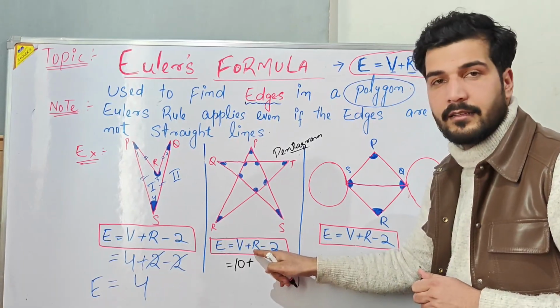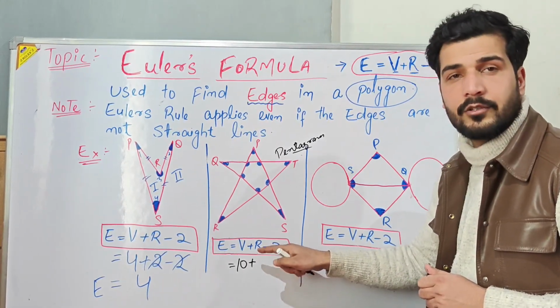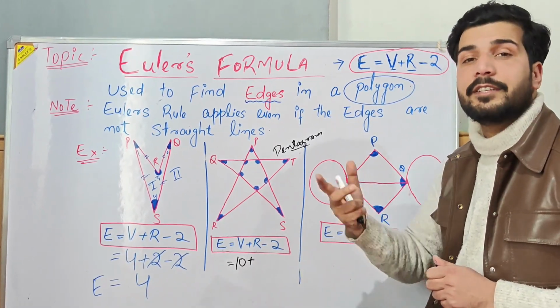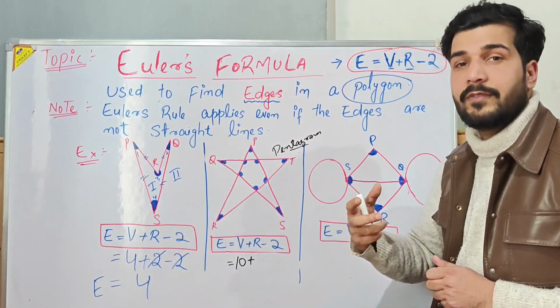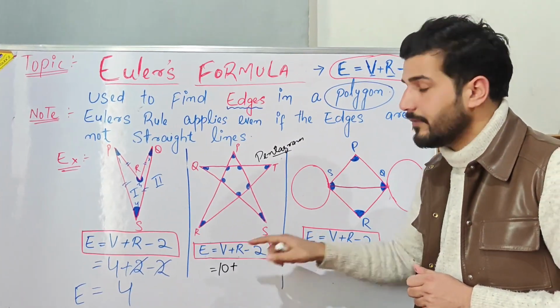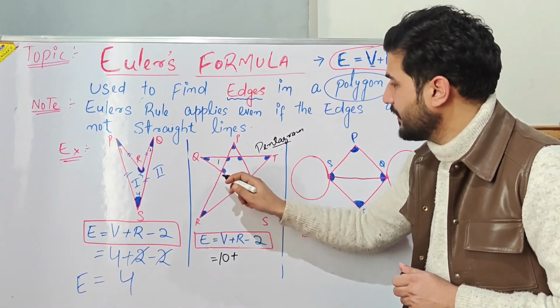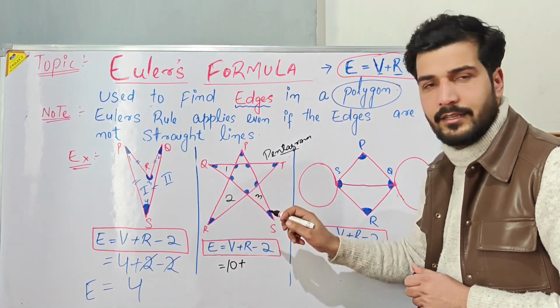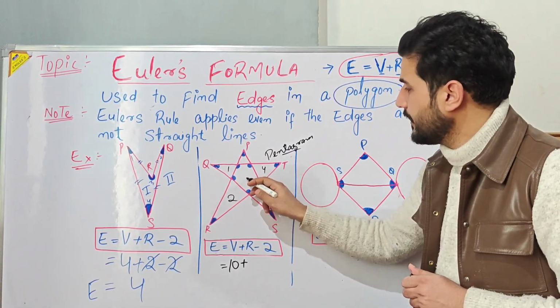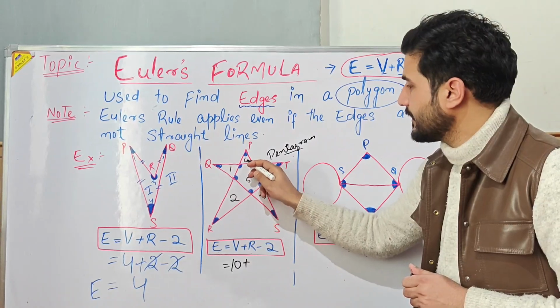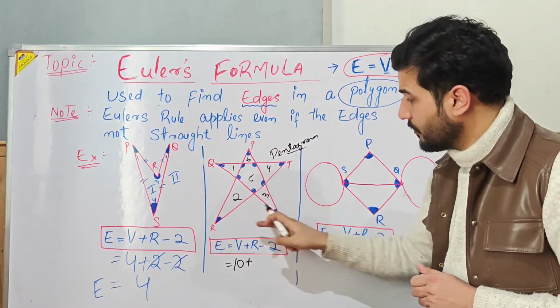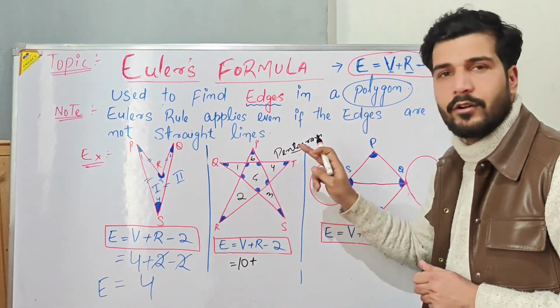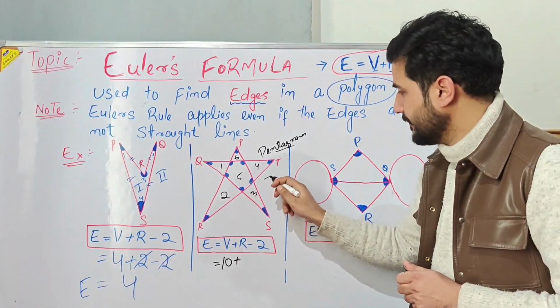And thereafter there is R. So this R represents the number of regions. Okay? So we will find the number of regions. This is 1 region. This is 2. This is 3. This is 4. This is 5. This is 6. And the region lying outside of this pentagram is 7.